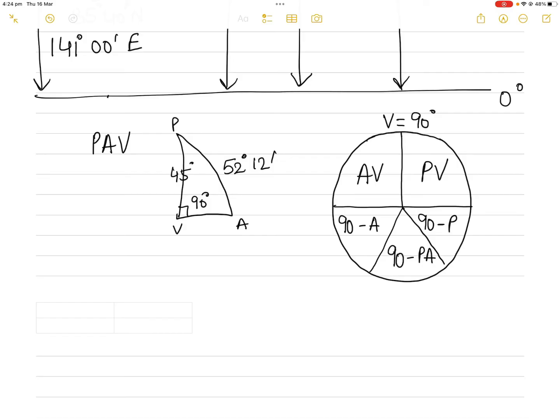Alright, anything you write in the bottom semicircle should be prefixed with a 90 minus. You write 90 minus only in the bottom semicircle.